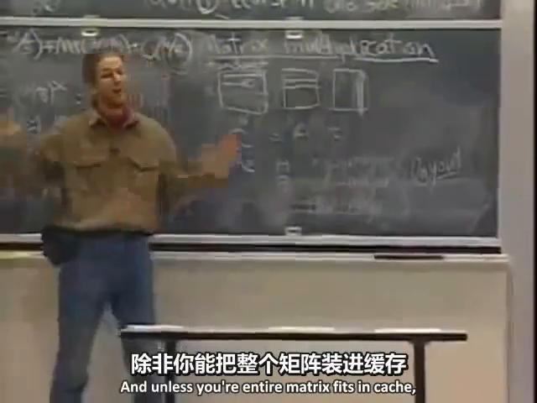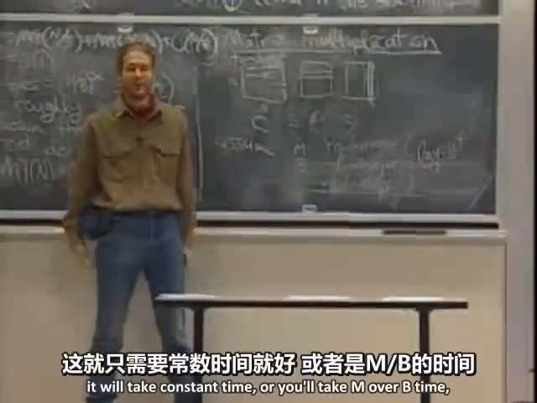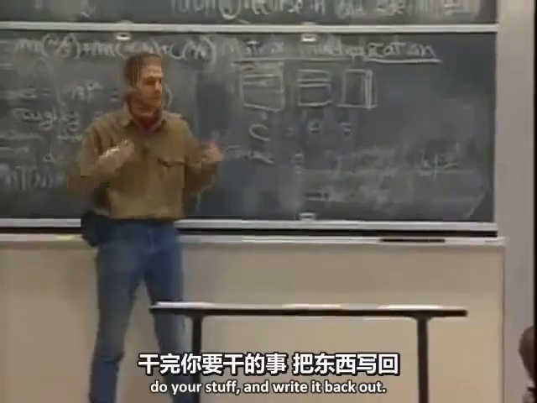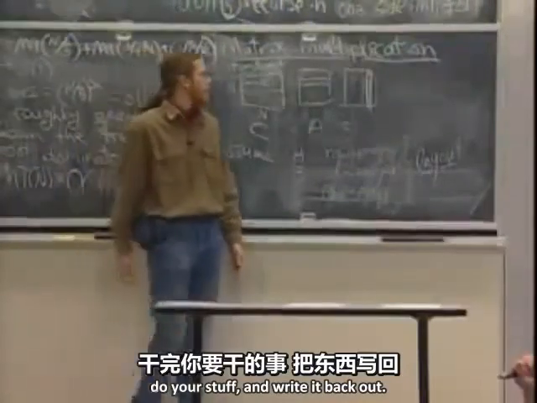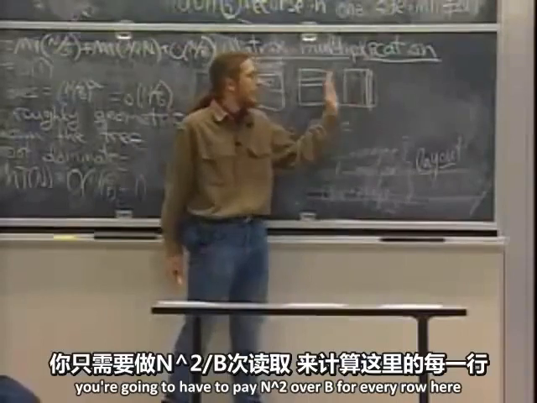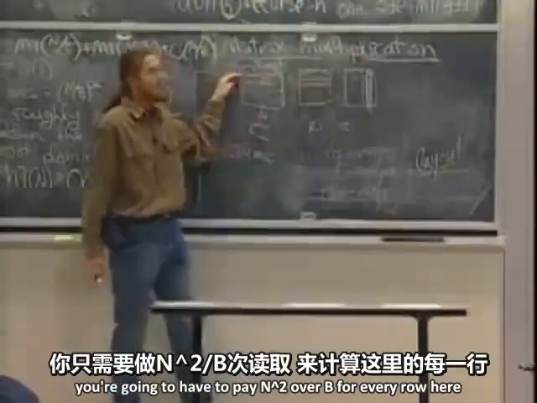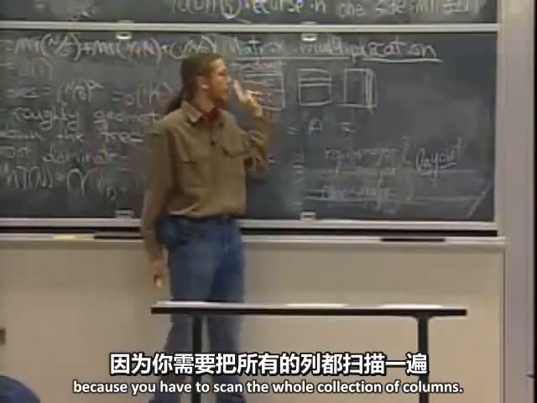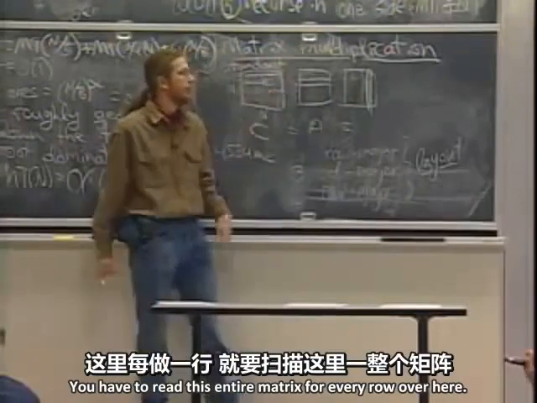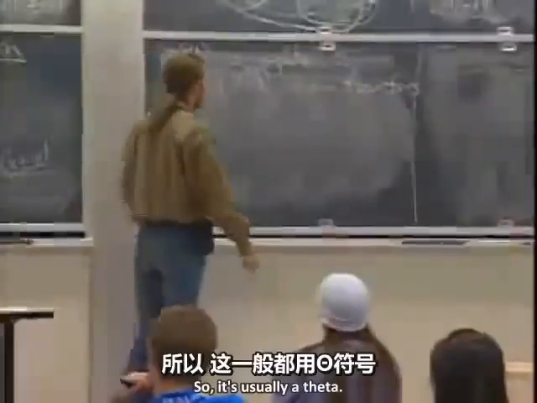And unless your entire matrix fits in cache, in which case you could do anything, I don't care, it'll take m over B time, enough to read it into the cache, do your stuff, and write it back out. Except in that boring case, you're going to have to pay n squared over B for every row here, because you have to scan the whole collection of columns. You have to read this entire matrix for every row over here. So you really do need n cubed over B for the whole thing. So it's usually a theta.